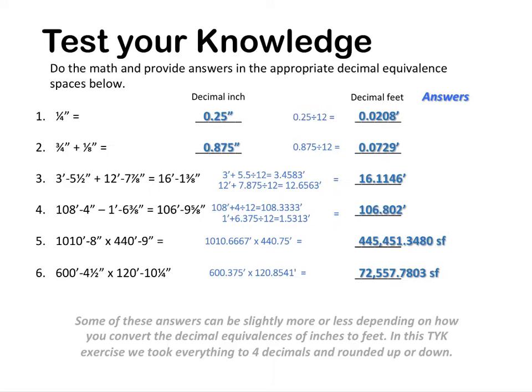Number 6, we're taking 600 feet 4½ inches times 120 10 1/4 inches, and when you convert the 4½ you get 0.375. When you convert the 10 1/4 you get 8541. Multiply this entire thing together, you get 72,557.7803 square feet.